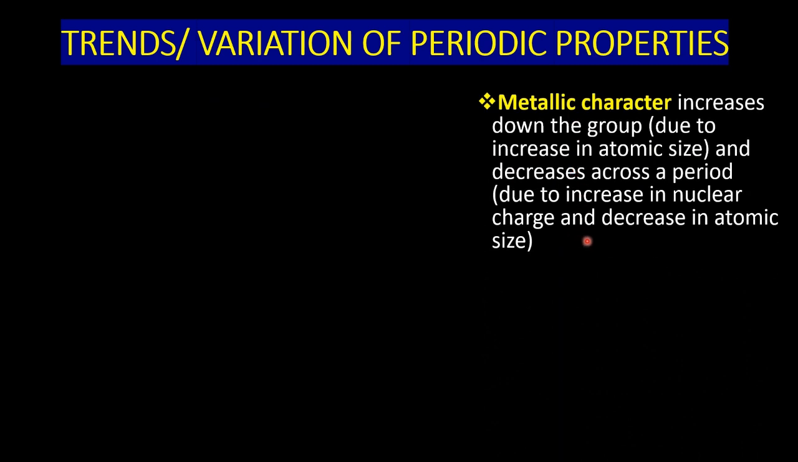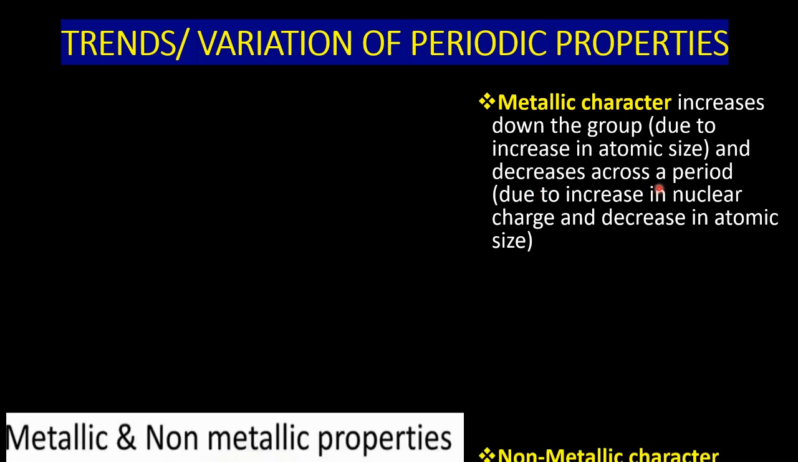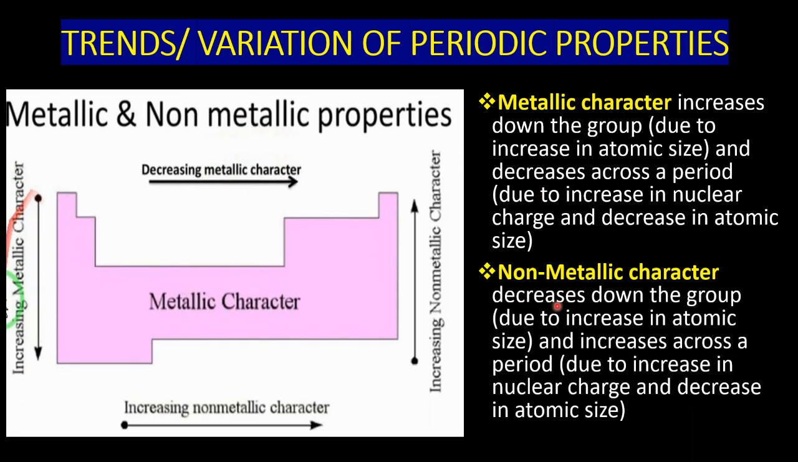Next, metallic character and non-metallic character. Remember that they are opposite. So if one is increasing, another one will be decreasing. So metallic character increases down the group and decreases across a period. Then opposite of that will be non-metallic. It decreases down the group and increases across a period. Reason will be same, whatever we have studied till now.